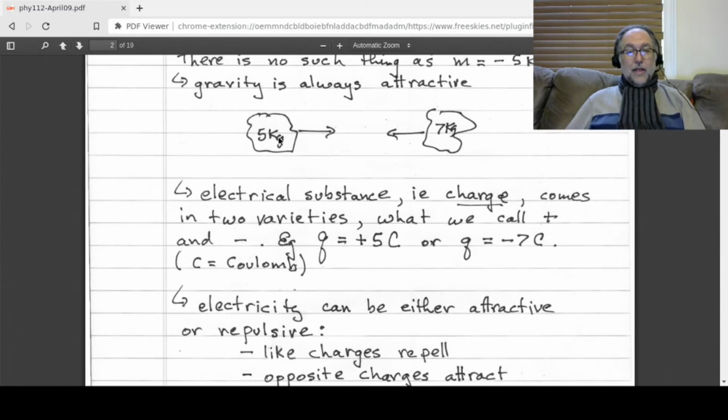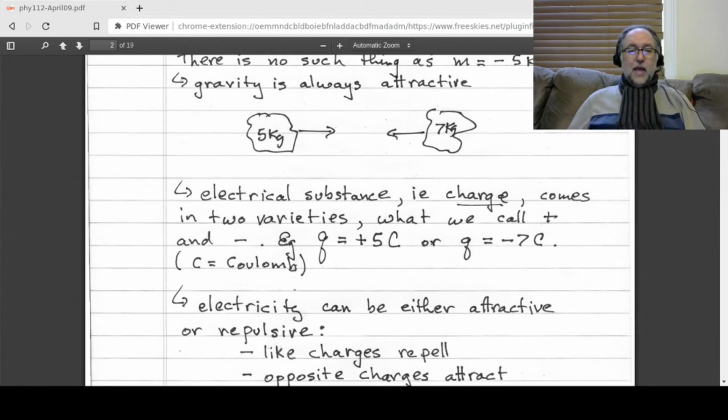Okay, now with electricity, the electrical substance, the thing that's responsible for causing the electrical force, is called charge. It comes in two varieties, and we could have called them whatever, but we've chosen the names positive and negative. We could have chosen the names red and blue or something like that. They're just two different varieties, and we call them positive and negative.